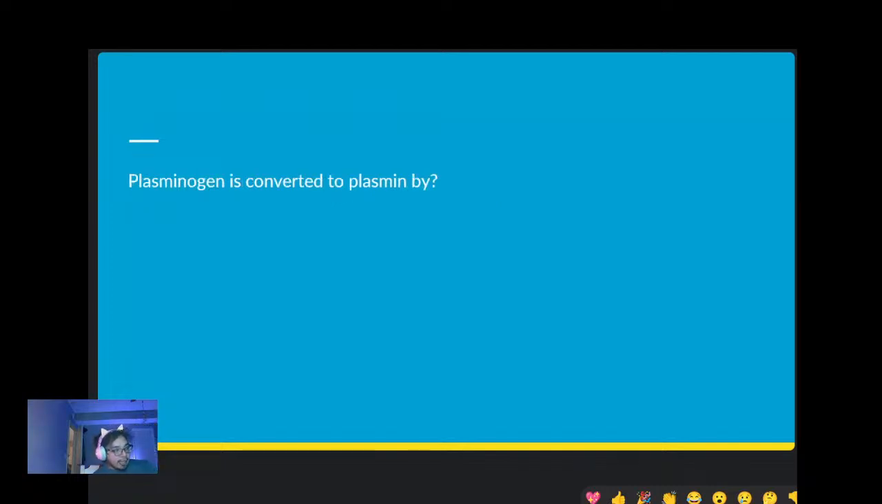Plasminogen is activated by tissue plasminogen activator. Okay? So plasminogen is converted to plasmin because of TPA, or tissue plasminogen activator. Another name for tissue plasminogen activator, by the way, is streptokinase. Okay? Streptokinase.